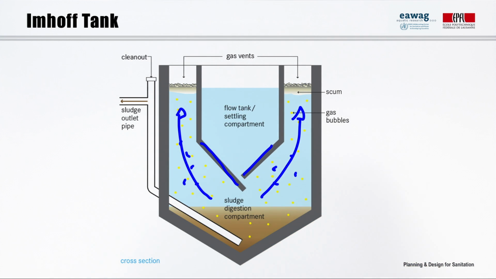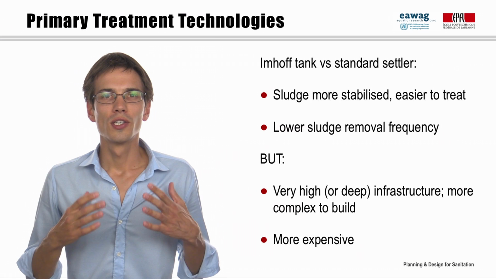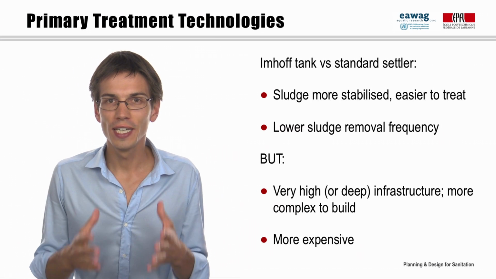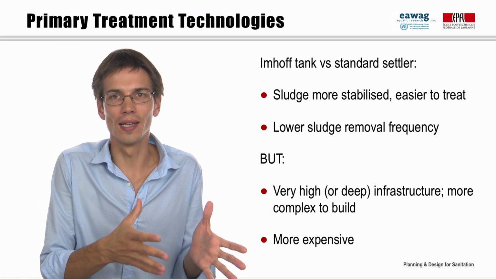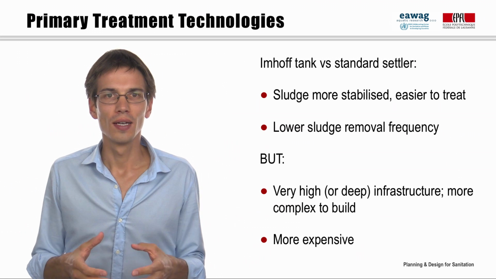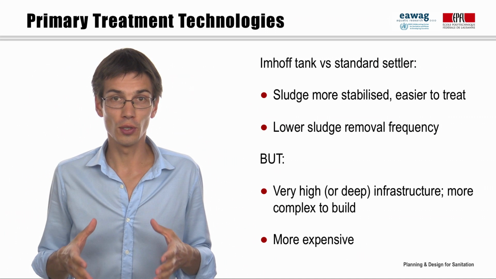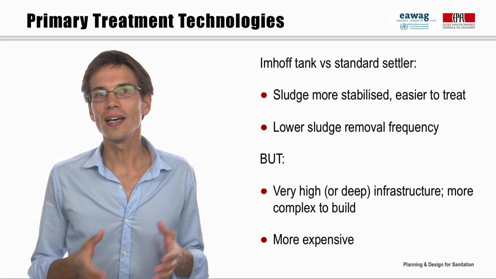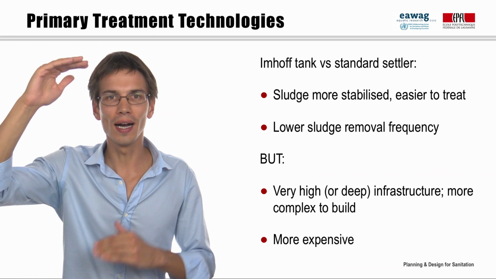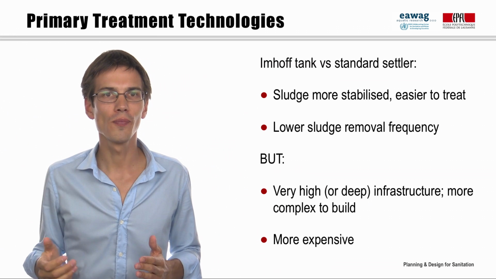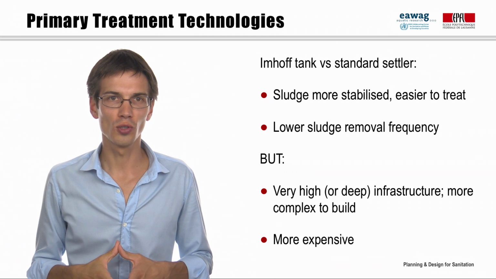Depending on the design and conditions, the Imhoff tank may have the advantage to lead to good sludge stabilization, which is not the case with a standard settler. So, to sum up, the advantage of the Imhoff tank over a standard settler is the production of a more stabilized sludge, easier to treat. The sludge removal frequency is also much lower. On the other hand, it is a more complicated system to build, it is quite a high or deep infrastructure, and consequently also more expensive.